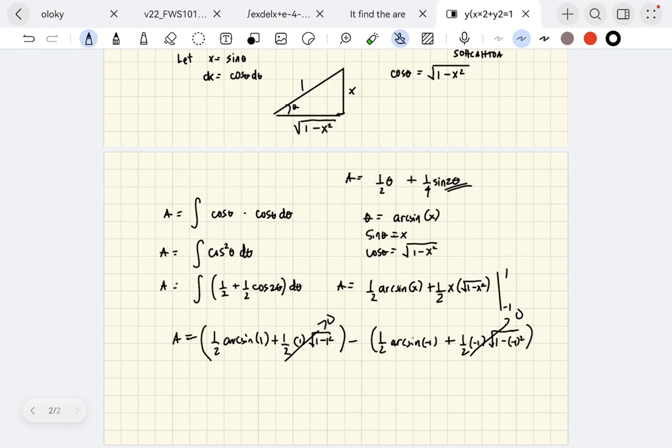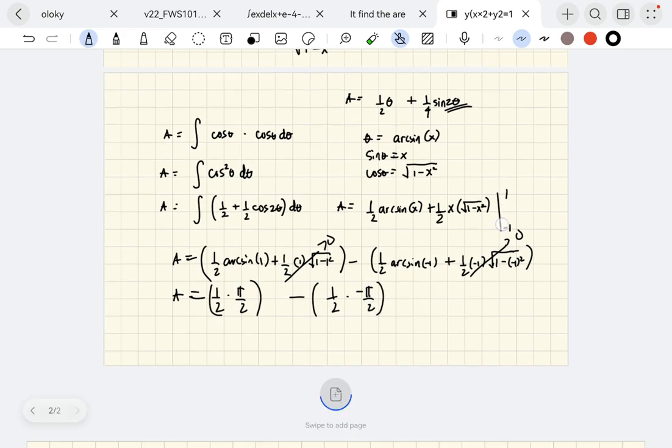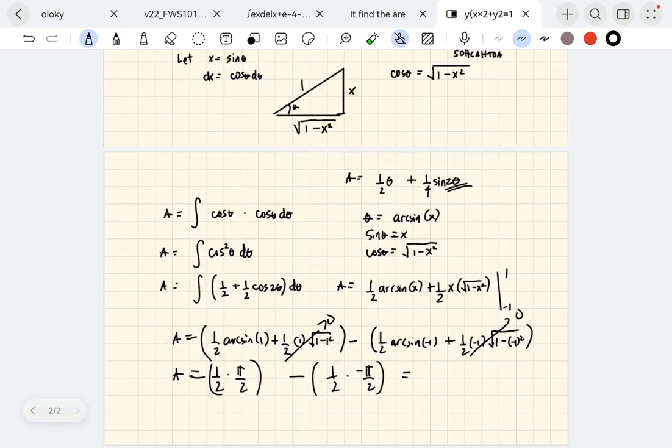And we know that arc sine of 1 is just pi over 2. So this will become 1/2 times pi over 2, minus, I know that arc sine of -1 is negative pi over 2. So this is 1/2 times negative pi over 2. And simplifying, this would become pi over 4 plus pi over 4. And so that is just equal to pi over 2 units squared.